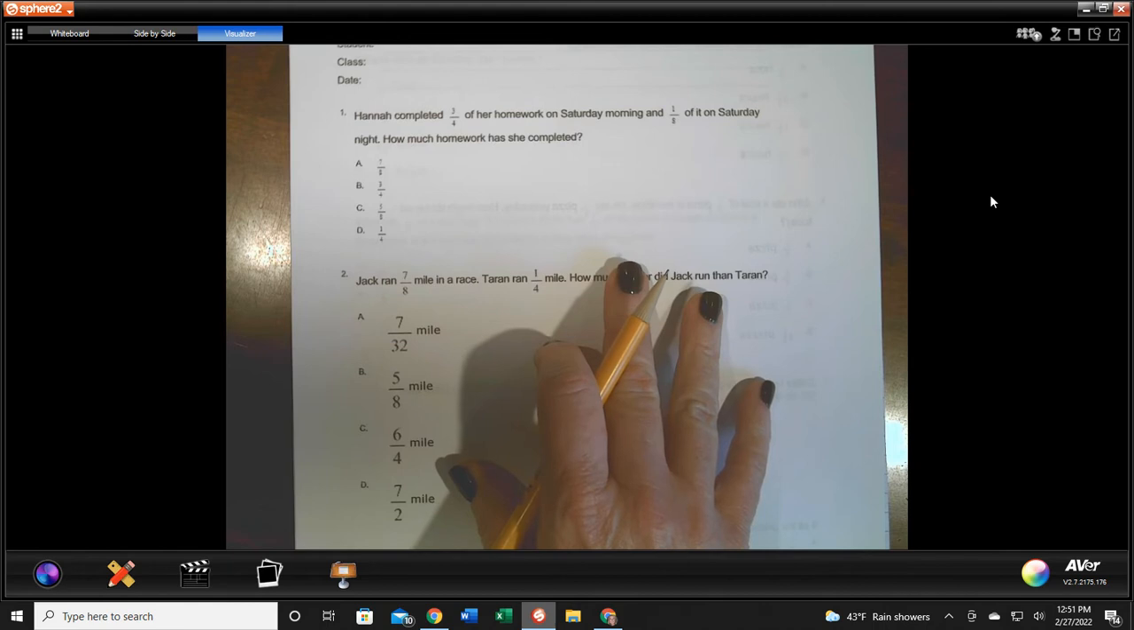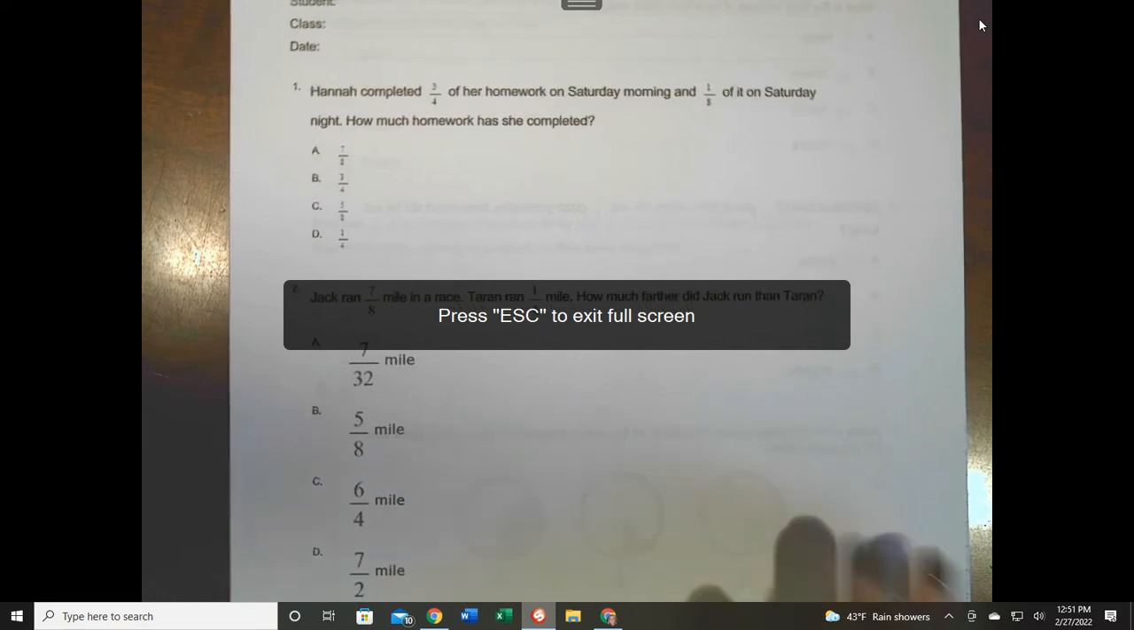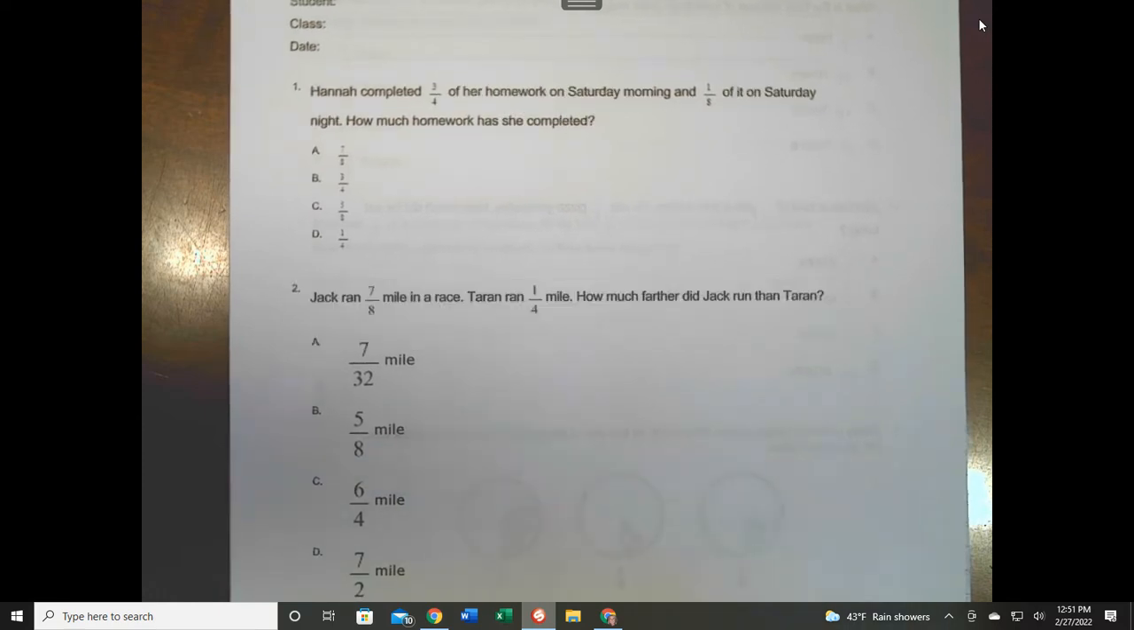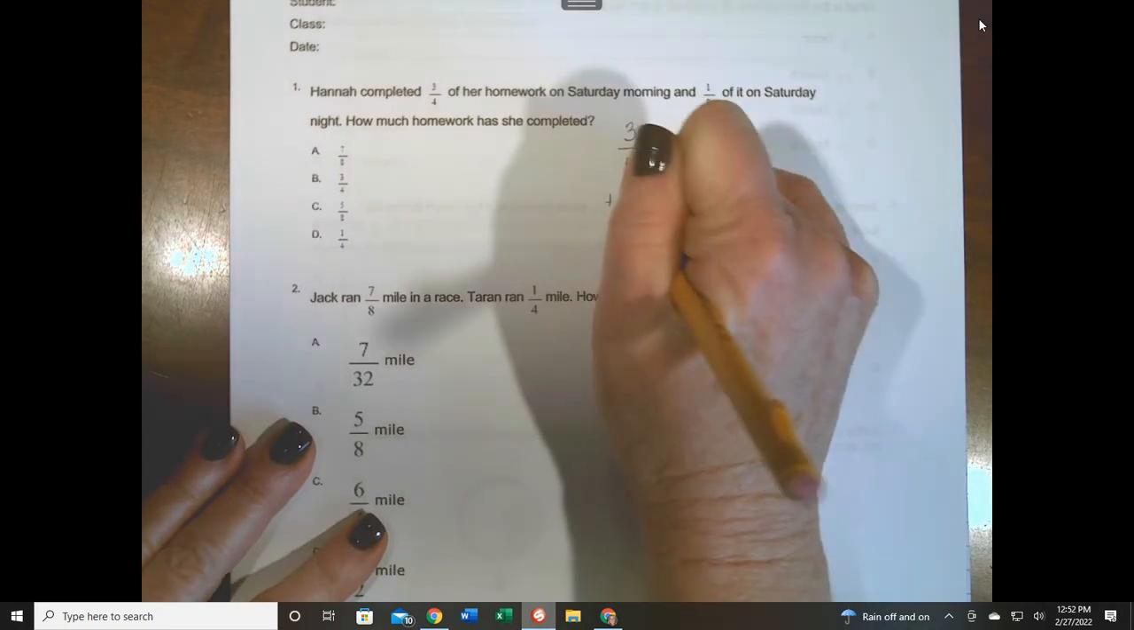So let's look at question number 1. Question number 1. Hannah completed 3/4 of her homework on Saturday morning, and she completed 1/8 of it Saturday night. How much homework has she completed? So to get the total amount she's completed, we're going to need to add these two fractions, 3/4 and 1/8.